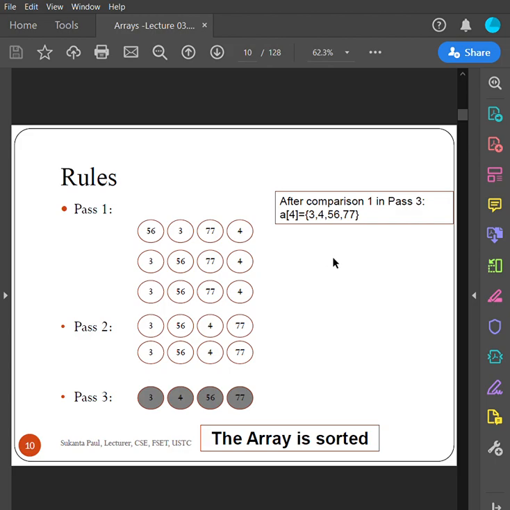I hope you will understand after seeing this video, and you will get a clear idea about bubble sort, how it works.